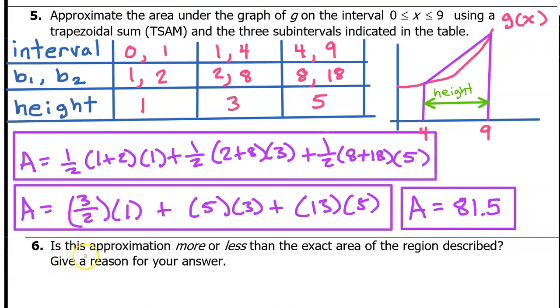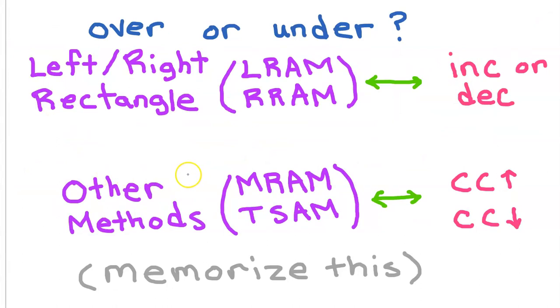Number 6, is this approximation more or less than the exact area of the region described? Give a reason for your answer. We can tell from the trapezoid model that this is going to give an overestimate. Alright, we are including more area than the exact area described. However, your justification must come from this set of facts that I have asked you to memorize.